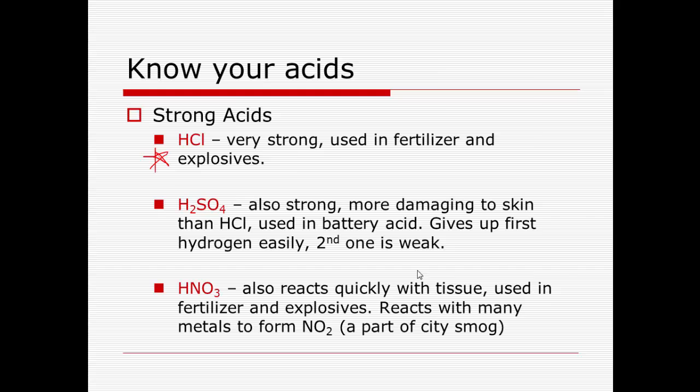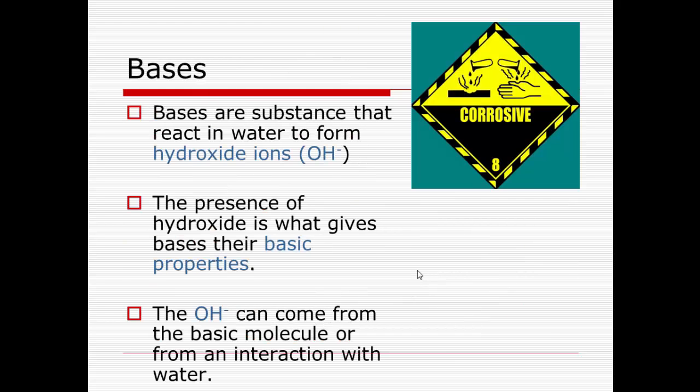Let's move on and talk about bases. Bases are substances that react in water to form hydroxide ions. So acids produce hydrogen, bases produce hydroxide. This is just a key definition of what acids and bases are. The presence of that hydroxide is what gives bases their basic or alkaline properties. Alkaline is another word for basic.